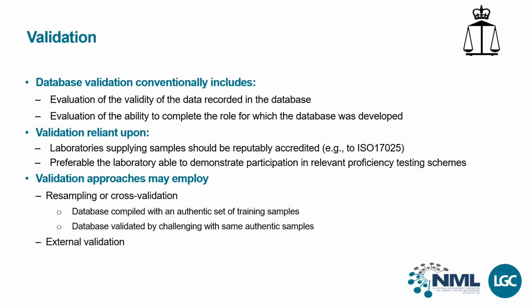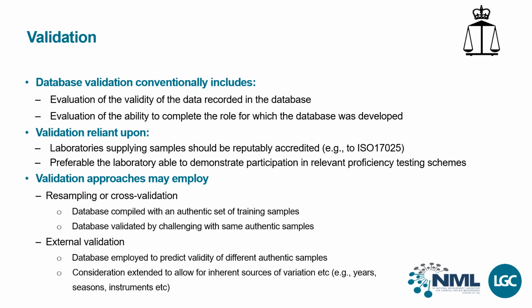Alternatively, external validation may be employed. For this validation approach, the database is used to predict the validity of a set of unknown samples, which are not adulterated, and have been chosen to be representative of inherent sources of variation, e.g. years, seasons, instruments, etc., but which is normally in excess of that seen in the samples used to generate the database. This approach is useful in determining the levels of false positives likely to be generated when employing the database.